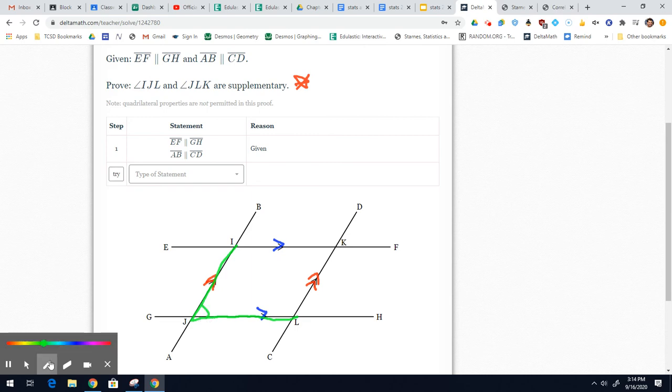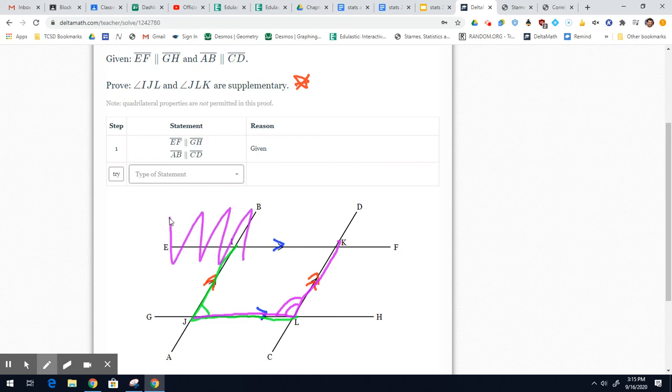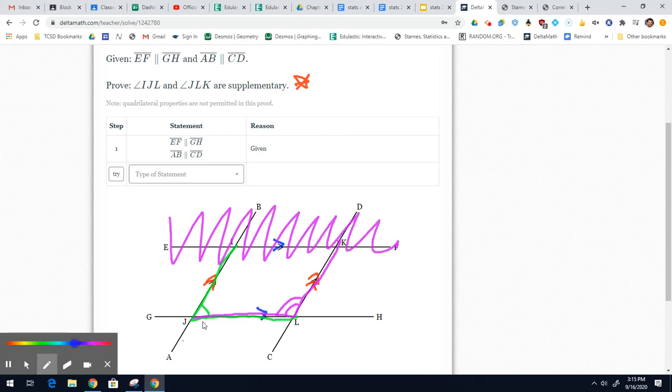It's acute. And then I'll do purple. JLK. This angle here. And that's obtuse. Well, man, those two angles look sort of familiar, like they're a relationship, right? Let's forget that this is even up here. Let's just focus down here on these two parallel lines and this transversal.